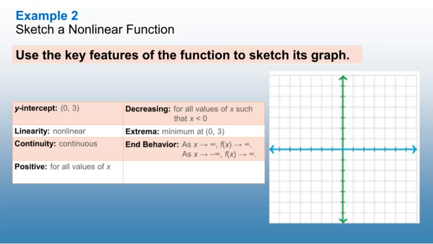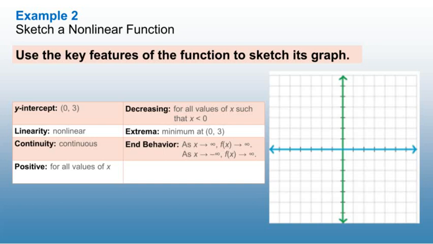It's decreasing for all values of x such that x is less than 0. So when x is less than 0, it's going down. The extrema, you have a minimum at 0, 3, so that's the lowest point you possibly have. In the end behavior, when you go to the right or left for x, your f of x or your y is always pointing up.